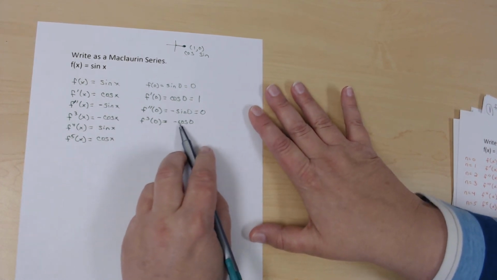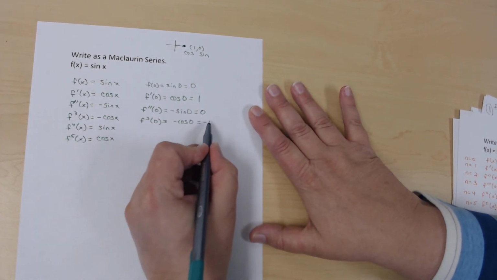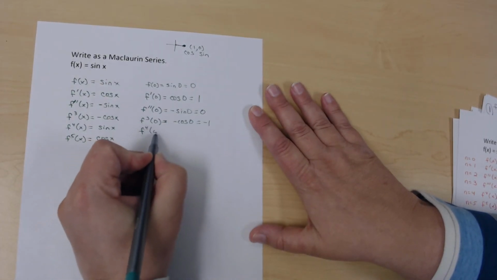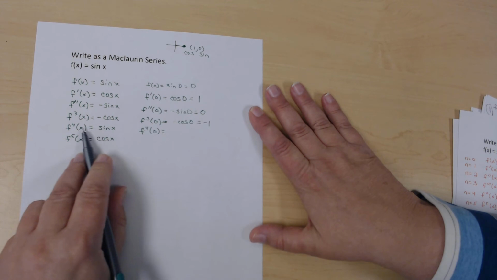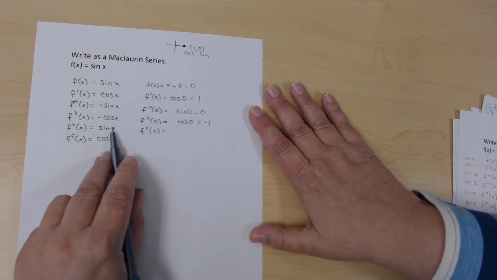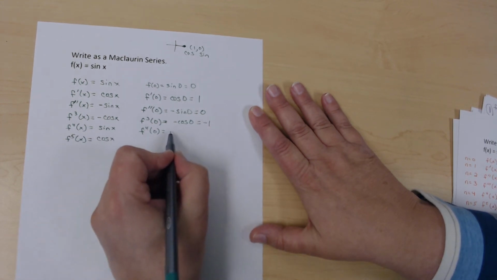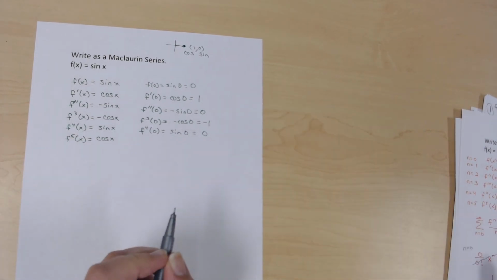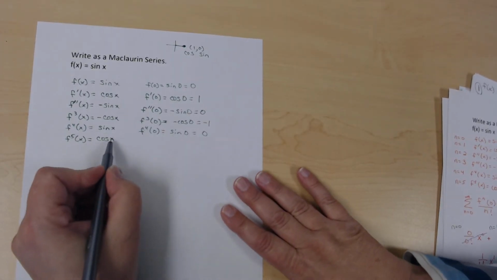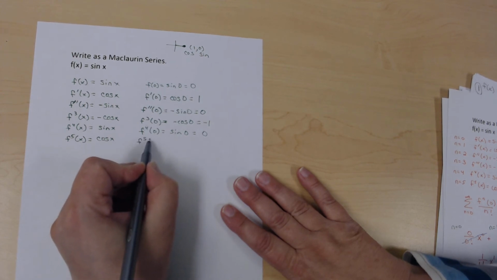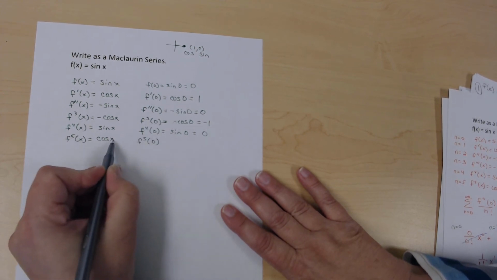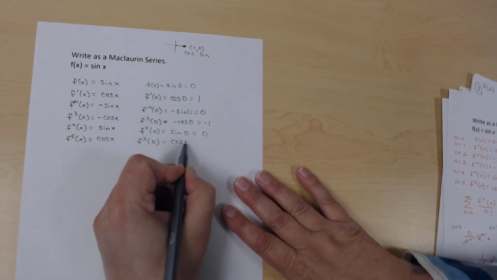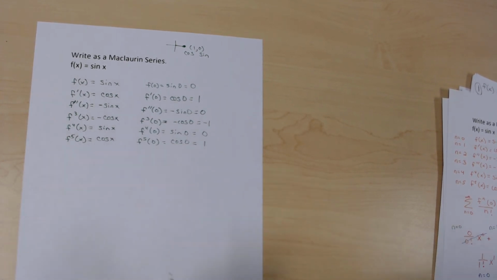All right, cosine of 0 is 1, so this equals negative 1. Okay, so we take the fourth derivative and plug in a 0, so we're doing sine of 0, which equals 0. And then the fifth derivative, we plug in a 0, so that is cosine of 0, which equals 1.